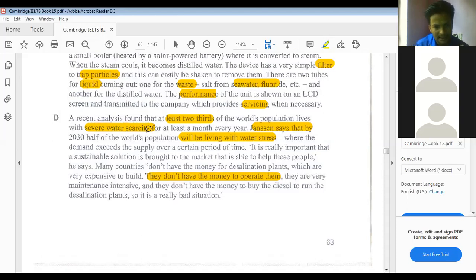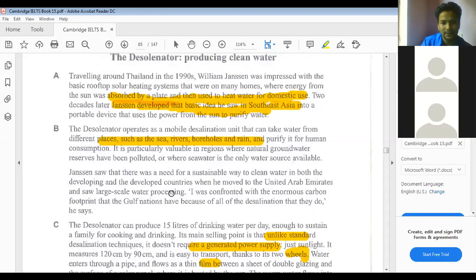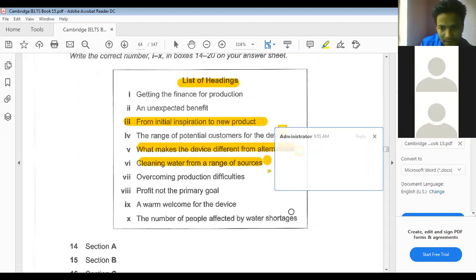Where the demand exceeds the supply over a certain period of time. It is really important that a sustainable solution is brought to the market that is able to help these people. He says many countries don't have the money for distillation plants, which are very expensive to build. They don't have the money to operate them. They are very maintenance intensive, and they don't have the money to buy diesel to run the distillation plants. And so it is a really bad situation. Okay, go here.